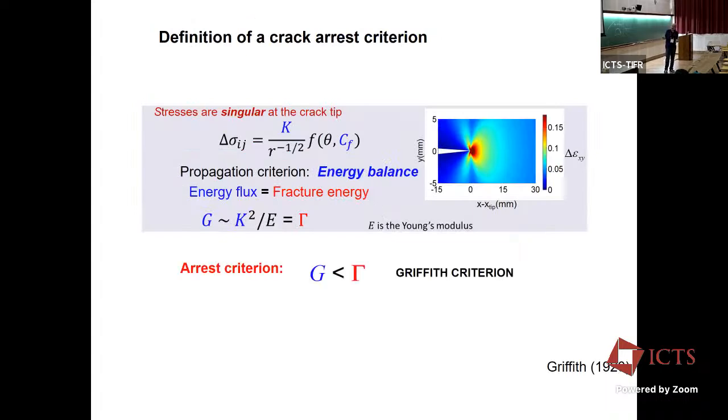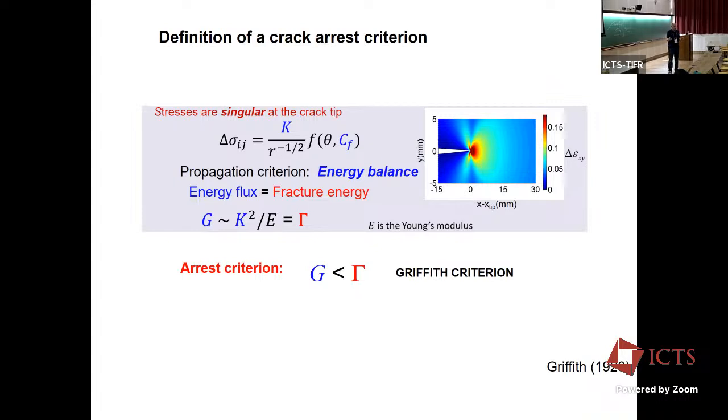Now the definition of crack arrest, G, remember, is our energy flux to the tip of the crack. A crack will stop moving once the energy flowing into the tip becomes lower than our friend, the fracture energy. That's called the Griffith criterion for fracture aficionados. Now this G is the stress intensity factor squared, more or less. And the stress intensity factor, I just remind you, is the coefficient of the singularity of the stress and strain fields.